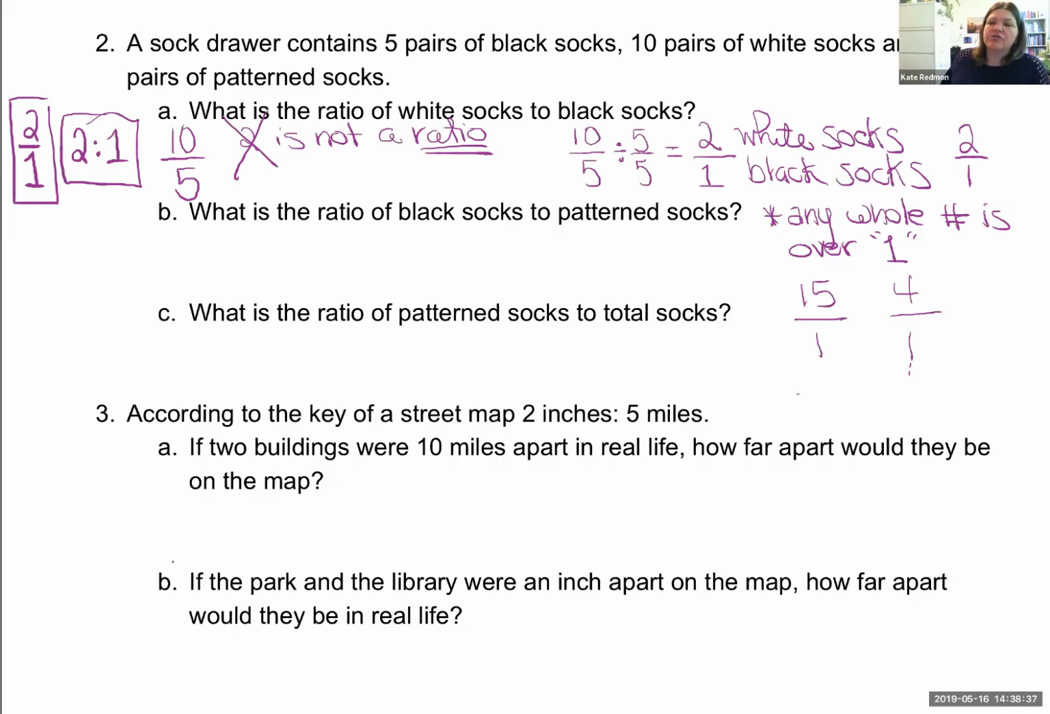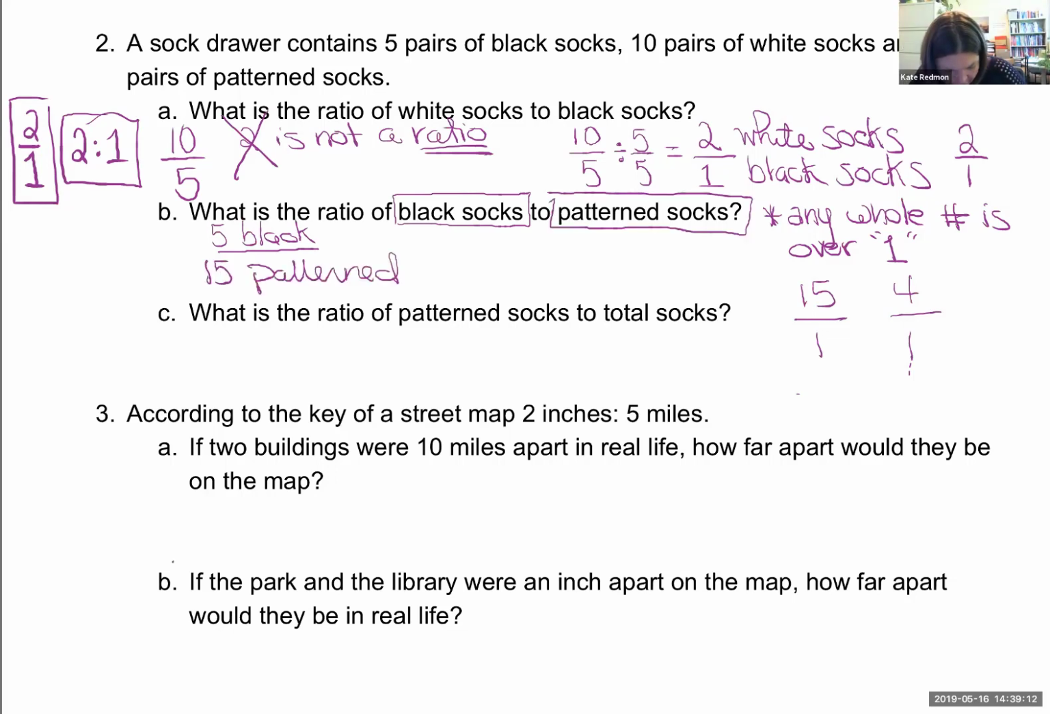So then B, let's do that. What is the ratio of black socks to patterned socks? So remember, order is important. You're going to want to start with the black socks. How many black socks are there? 5. 5 over 15. Out of 15 patterned?